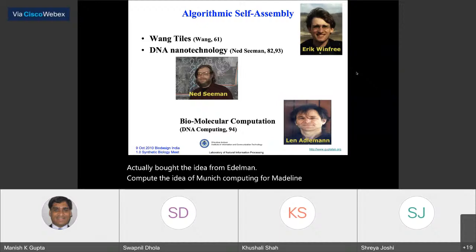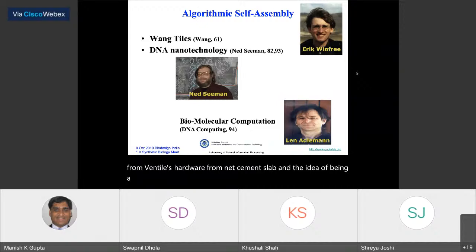And Wang tiles are a theoretical concept, certain tiles which can cover a space, cover a rectangle or something. So the tiling business was Turing universal, as Wang showed in 1961. So he took the idea of tiles from Wang tiles, hardware from Ned Seeman's lab, and the idea of DNA computation, to give a framework of what is known as algorithmic self-assembly.